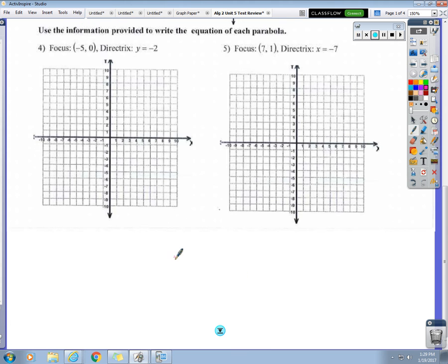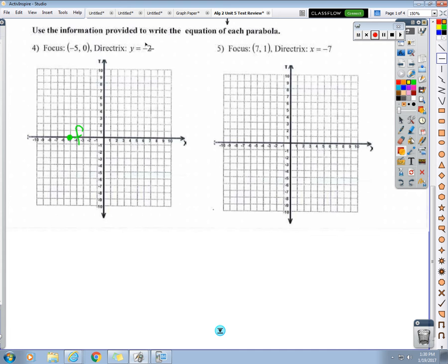Use the information provided to write the equation for each parabola. Okay, so this time did they give y'all graphs? Okay, so they didn't give you graphs, so you use your graph paper, just like you will Monday. First, let's plot the focus. The focus is at -5, 0, so just left 5. And I'm going to write F beside it so I know that's the focus. The directrix is y equals -2.